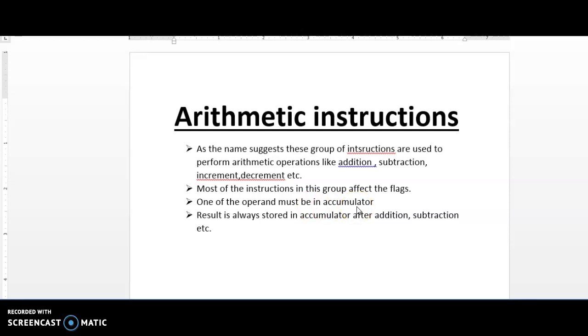One of the operands must be in the accumulator when you have a binary operation. That is, for example, when you are adding, you need to add two numbers. So one number will be in the accumulator, that is the A register. And the result will always be stored in the accumulator after addition and subtraction, etc. Now we will see the first instruction, which is called the addition instruction.